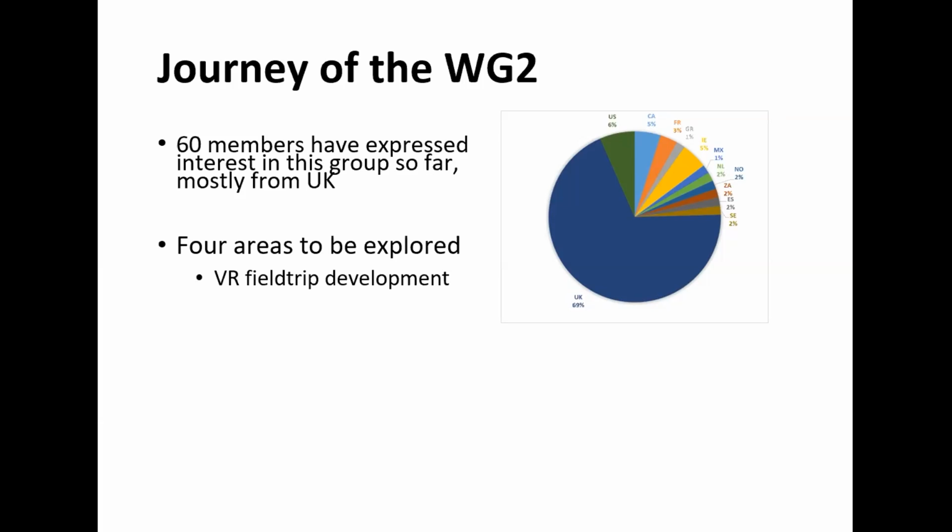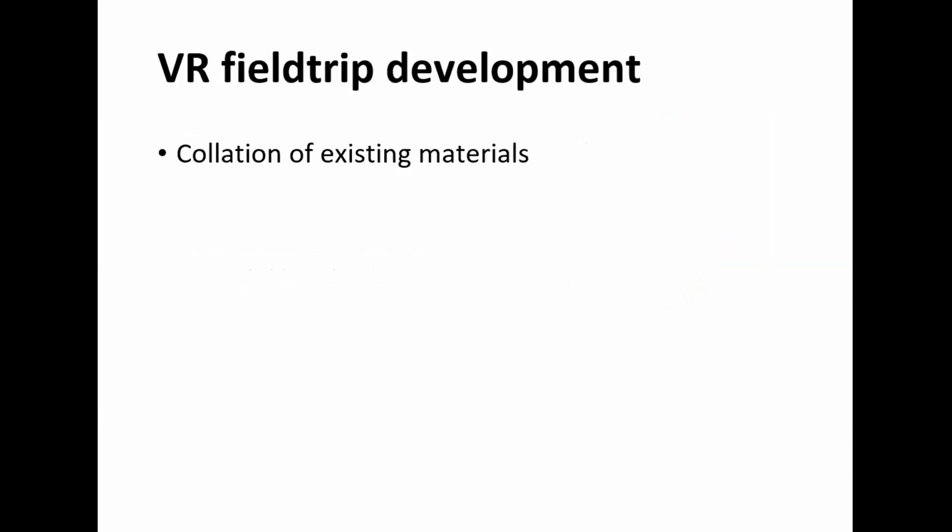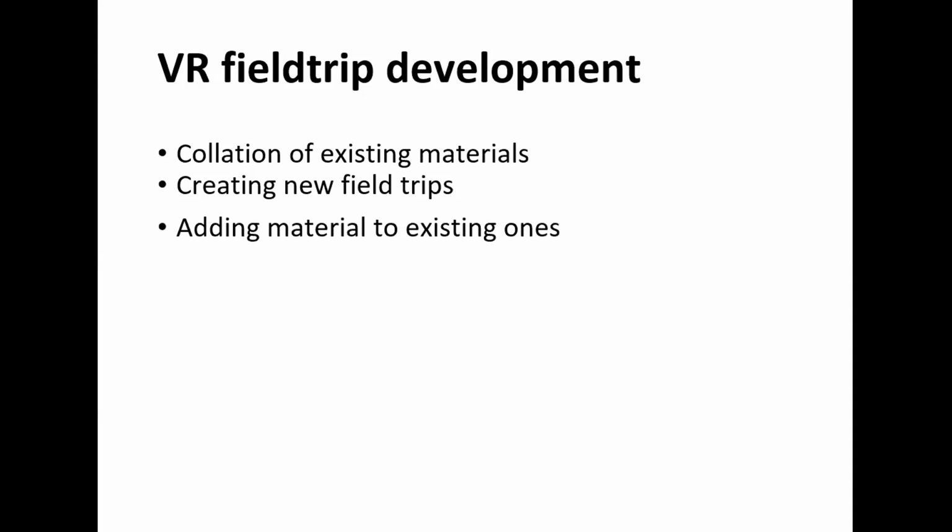So the first one is to have a virtual field trip. The second one is a collation of existing resources, but there's an overlap between the different working groups, as we have seen previously. Also looking at maybe creating new materials about modern environments and some of the skills, but if it exists already, there's probably no need. And then also to produce guidance on how to make nice and clear videos of virtual field classes or field trips. So collation of existing material, creating a new field trip, which will also be something that we need to think about in the future, and adding materials to existing ones, as we are aware of.